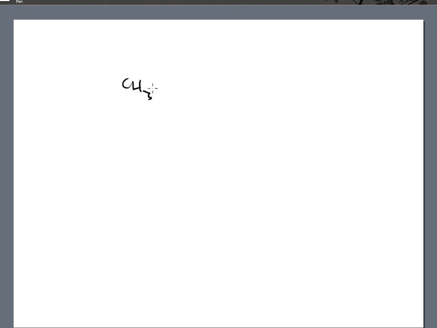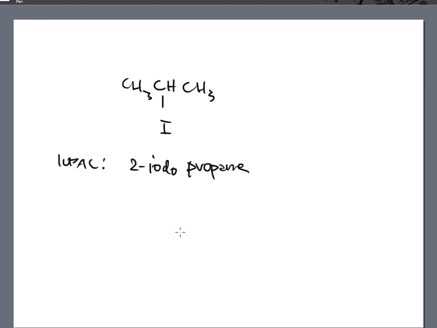All right, let's look at another. CH3, CH, CH3, and then here, let's put an I. So we have to give a common name, and we have to give an IUPAC. I'm going to start with IUPAC first. All right, IUPAC, 3 carbons in total. So this is normally a propane. And then on carbon number 2, I have an iodo. Folks, that's all there is to it. 2-iodopropane. That is the IUPAC name for the structure.